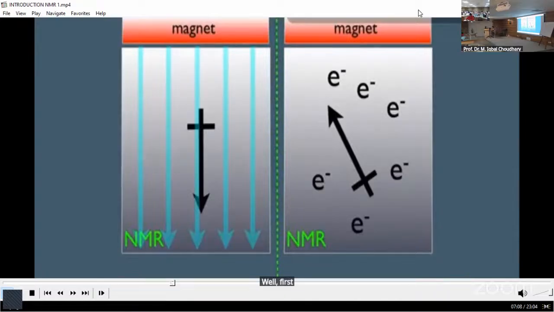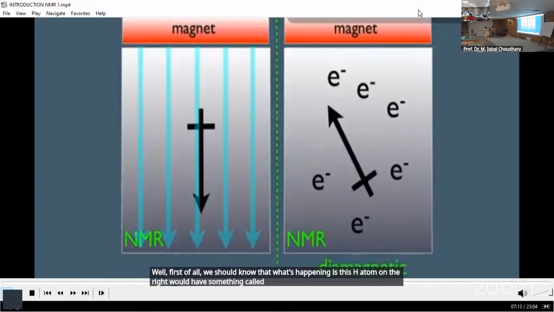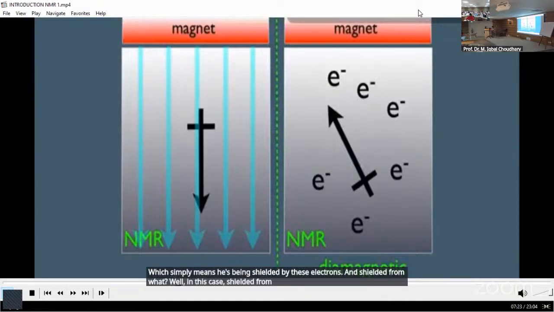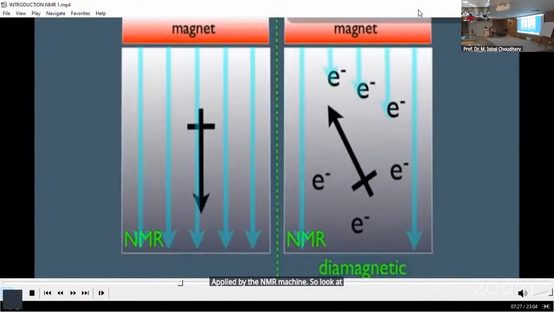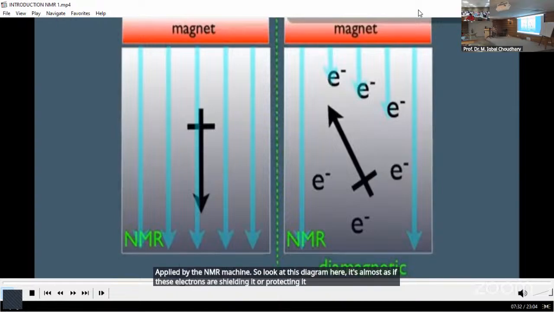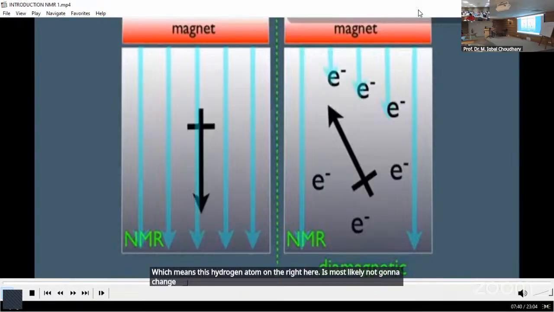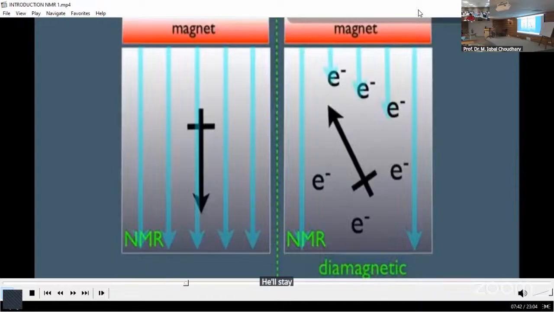Well, first of all, we should know that this H atom on the right would have something called diamagnetic shielding, which simply means he's being shielded by these electrons. And shielded from what? Well, in this case, shielded from the effect of the magnetic field applied by the NMR machine. So look at this diagram here. It's almost as if these electrons are shielding it or protecting it from the applied magnetic field. Which means this hydrogen atom on the right here is most likely not going to change his orientation. He'll stay exactly how he is.